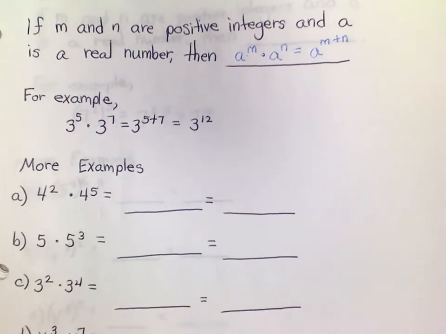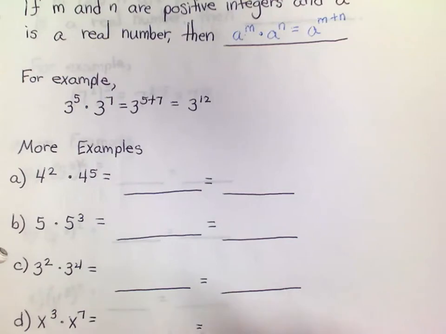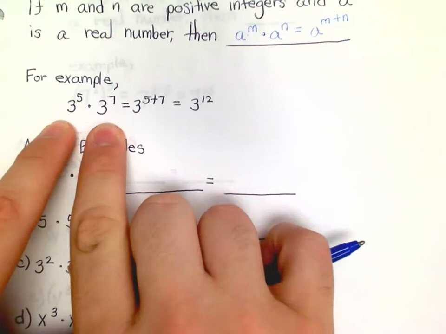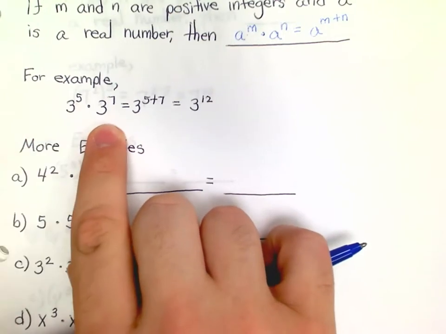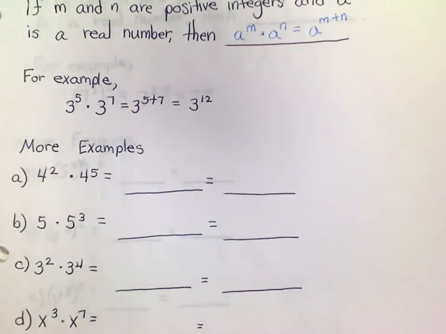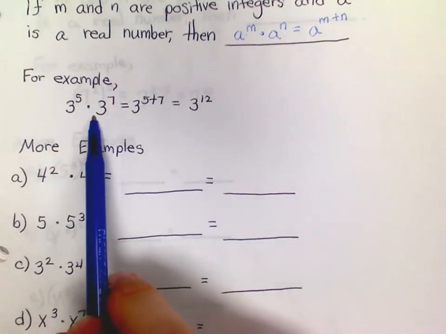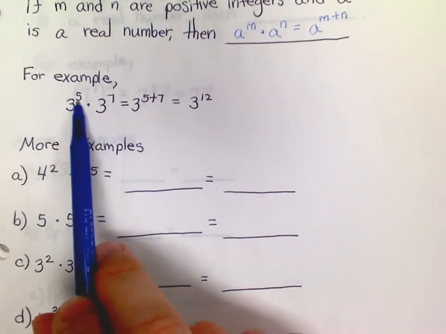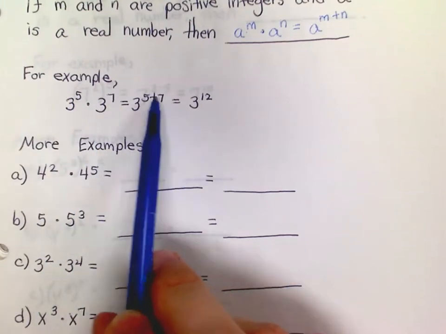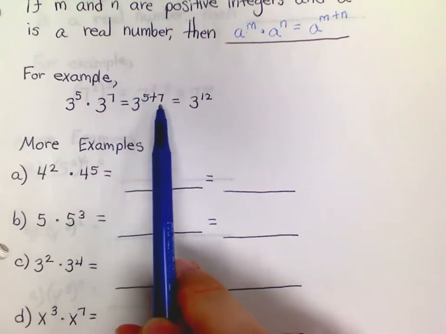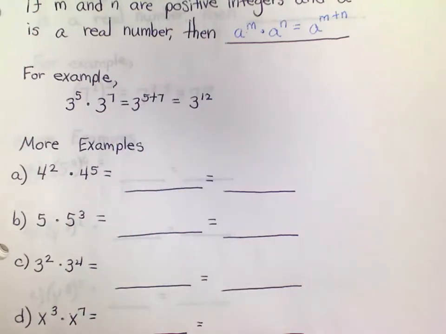And then if we look at an example down here, the base is going to be 3. We have the same base, 3, but we have different exponents. So how can we combine this to make one simple term? Well, since they are the same base, just add the exponents together as we did here. We said 5 plus 7, and then we just simplified.